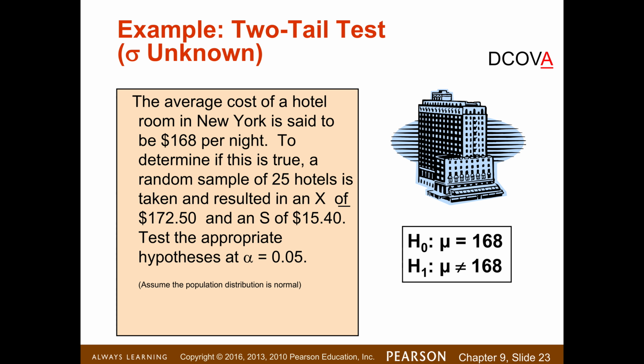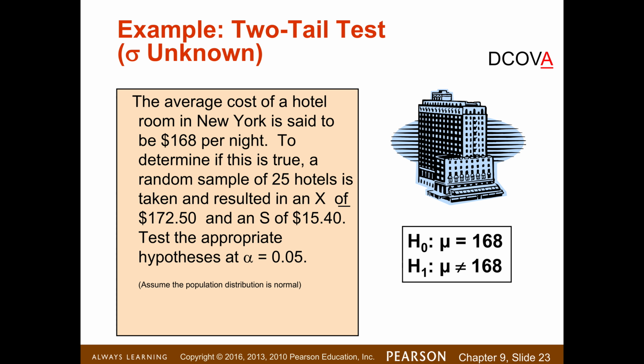And it looks like the X bar, the bar is kind of off, so it looks like the sample mean is 172.5 and a sample standard deviation of 15.4. Now guys, look down at the bottom, you can see the fine print. Assume the population distribution is normal. Now we got a sample size of 25.